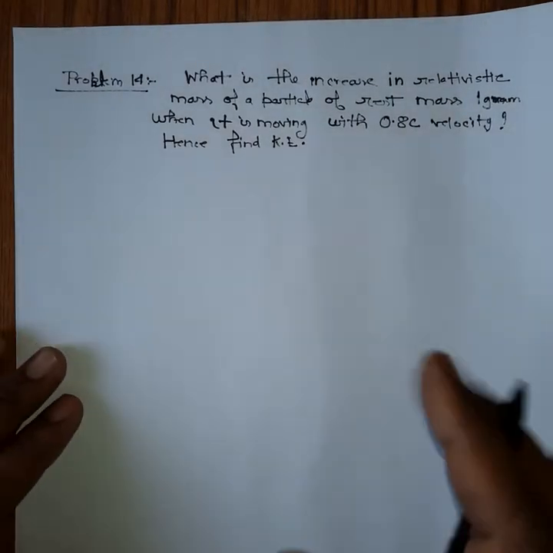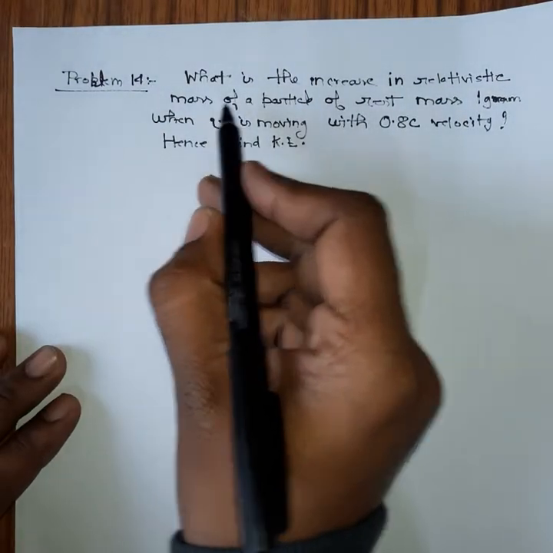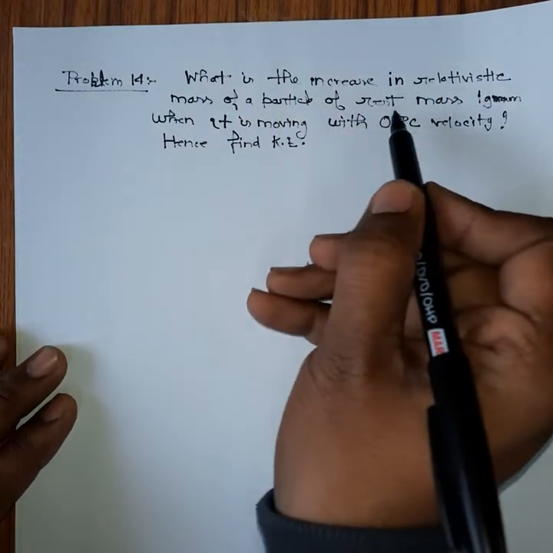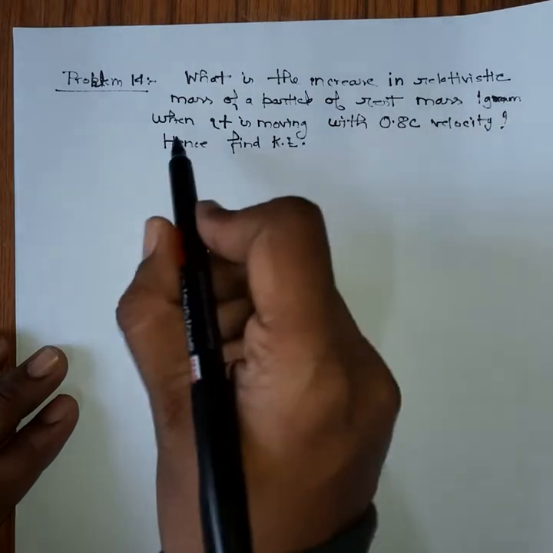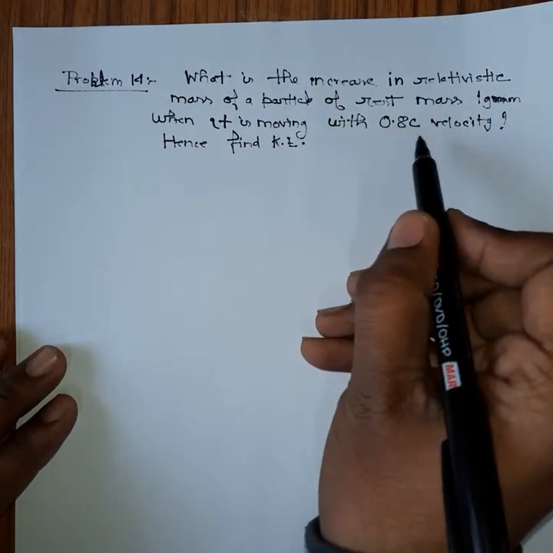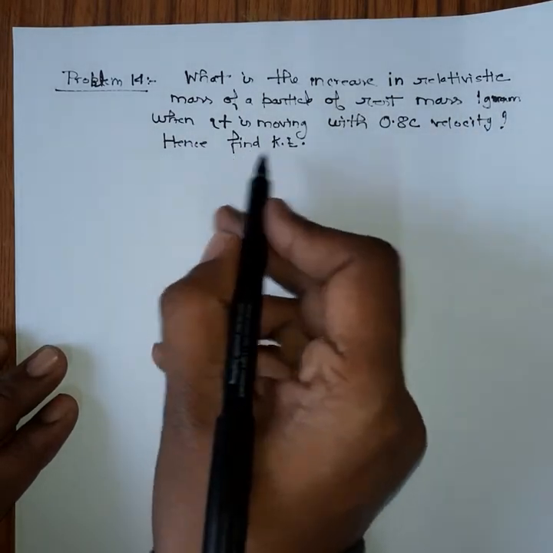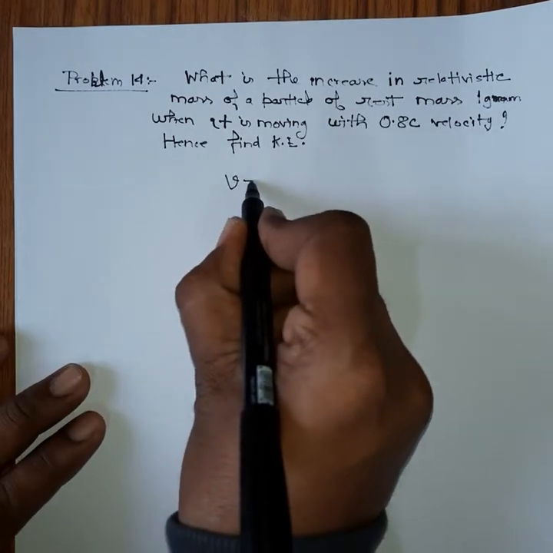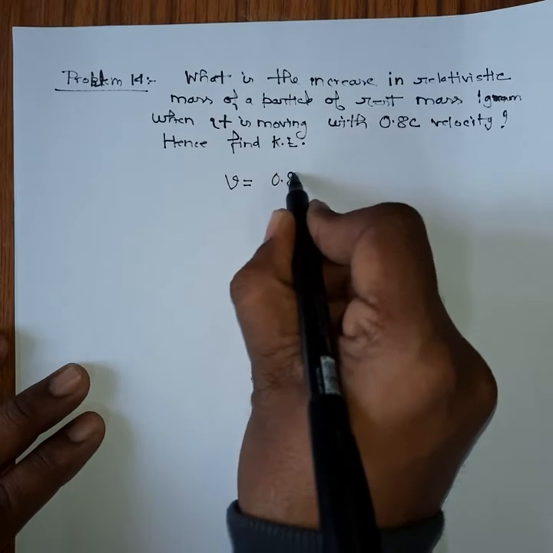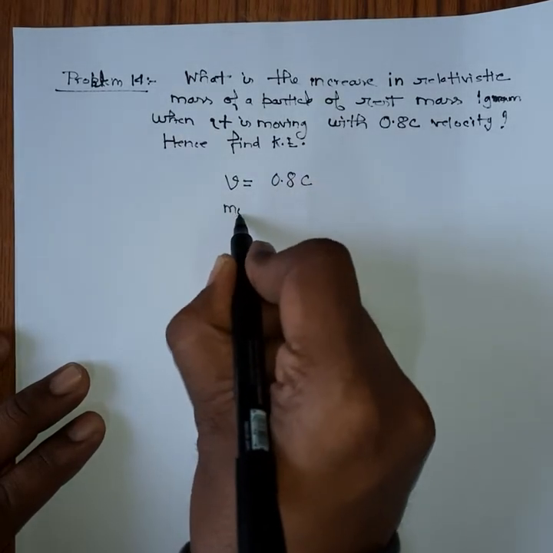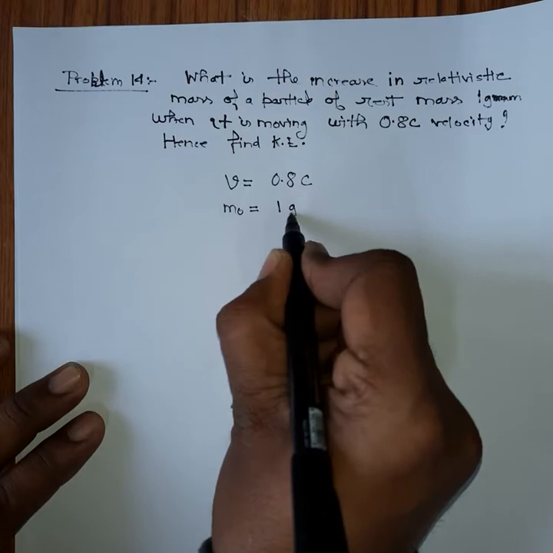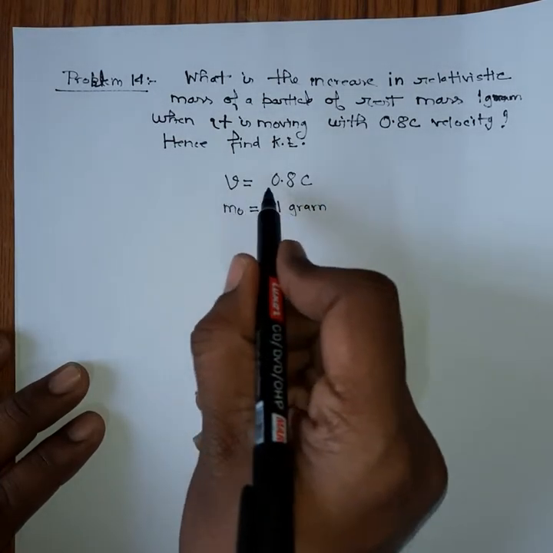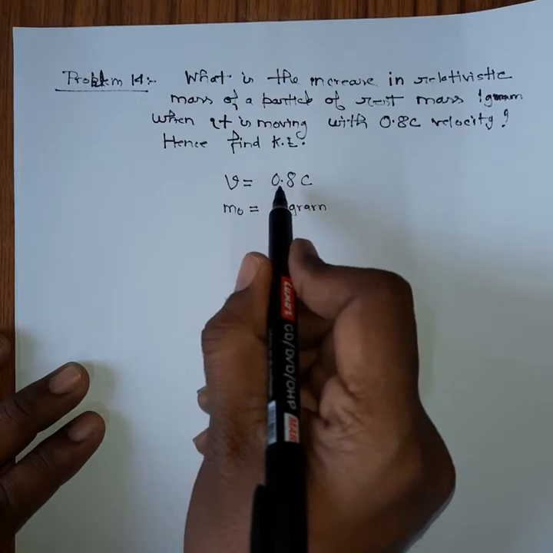Now there is the next problem. What is the increase in relativistic mass of a particle of rest mass 1 gram when it is moving with 0.8 c velocity? Hence find its kinetic energy. So it is given that the velocity is 0.8 c, and a particle of rest mass m naught is equal to 1 gram is moving. So m naught is the rest mass and it is moving with velocity v is equal to 0.8 c.